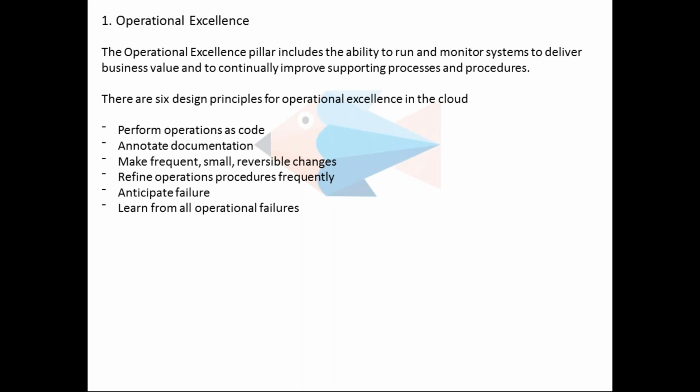First comes the operational excellence. This operational excellence pillar includes the ability to run and monitor systems to deliver business value and to continually improve supporting processes and procedures. And there are 6 design principles for operational excellence. Okay. So the first is perform operations as code. Whenever you want to do some sort of operations in the cloud, try to automate with code.